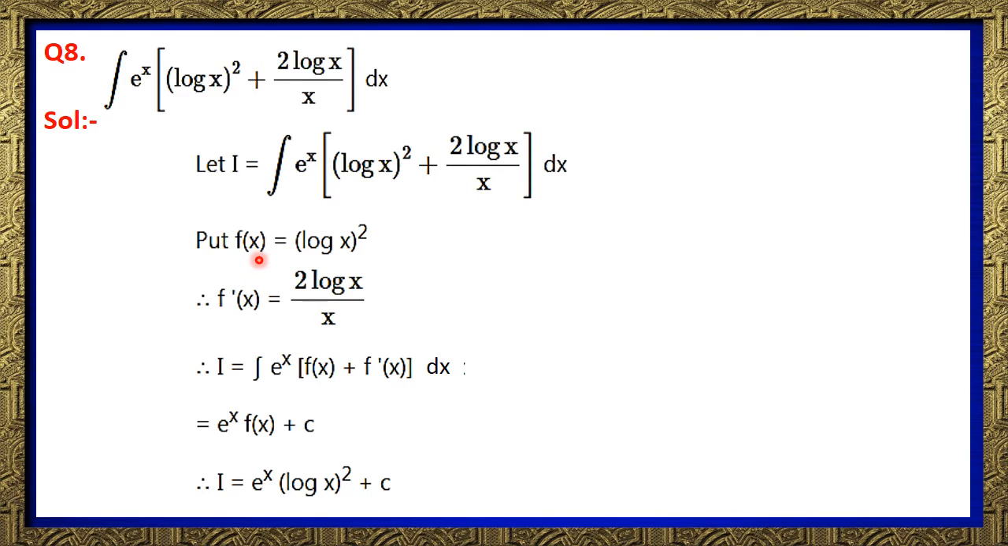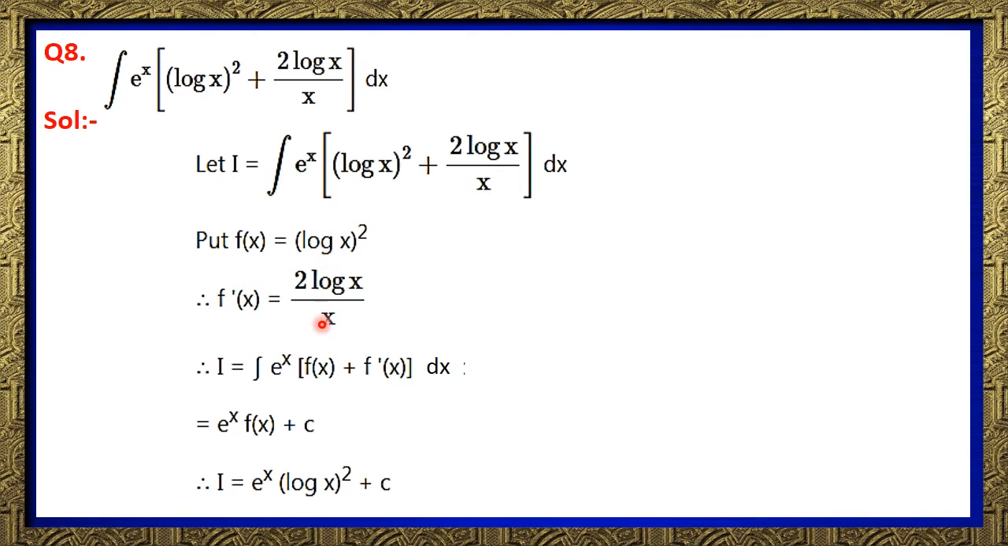Now, let us take f of x as log x the whole square. Then, we will differentiate it. Then, it is differentiated as x square. Then, we will get 2 log x as 2x. Then, we have to differentiate this log x again because it is there in place of x. So, we will differentiate it again.